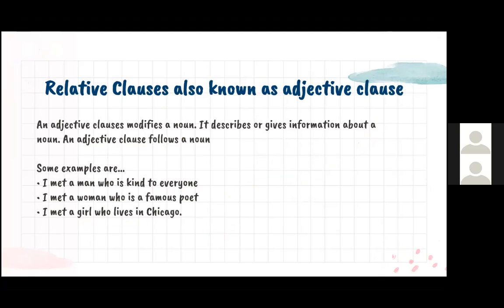First, I will explain about relative clause, also known as adjective clause. An adjective clause just modifies a noun. It describes or gives information about a noun. An adjective clause follows a noun. For example, the first is I met a man who is kind to everyone. The second is I met a woman who is a famous poet. And the third is I met a girl who lived in Chicago.